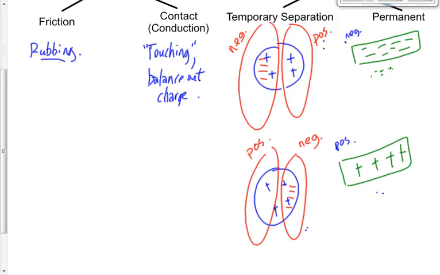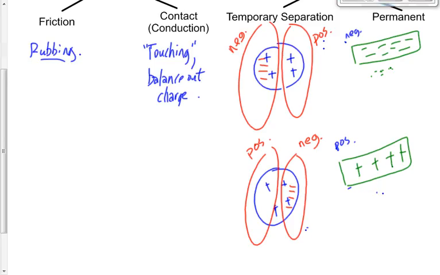Maybe it's why does your comb, after you've rubbed your hair with it, attract little pieces of paper? Maybe it's why does the charged balloon attached to the wall get attracted to the wall? Doesn't matter. The answer is induction, temporary separation of charge, opposites attract. All right. Finally, one more little thing, and then we're going to shut it down for the day.